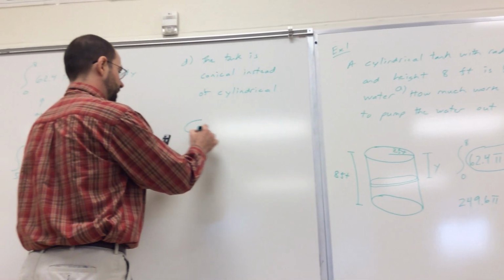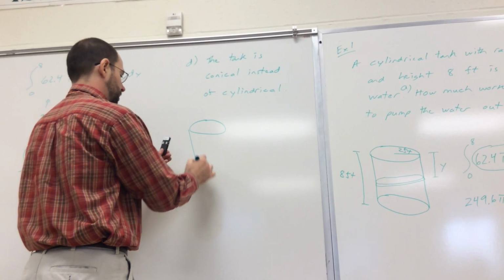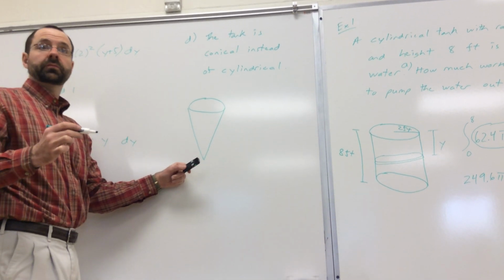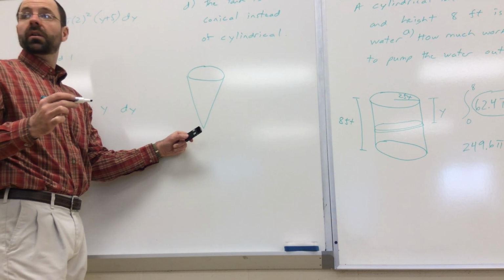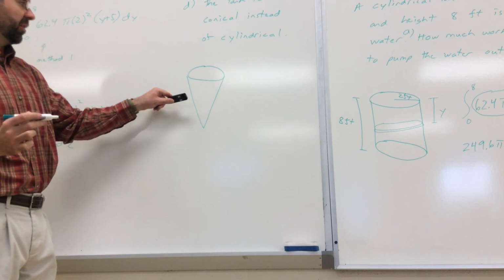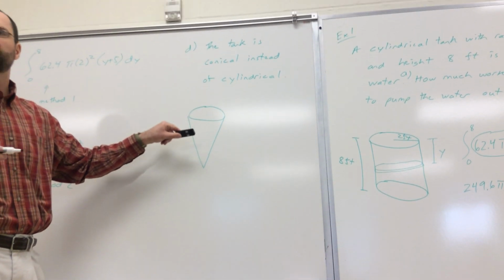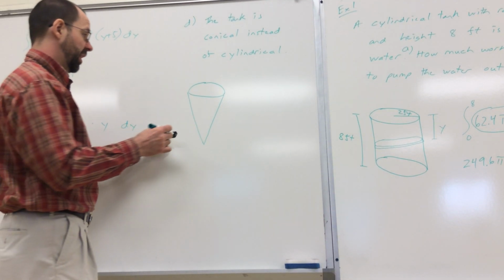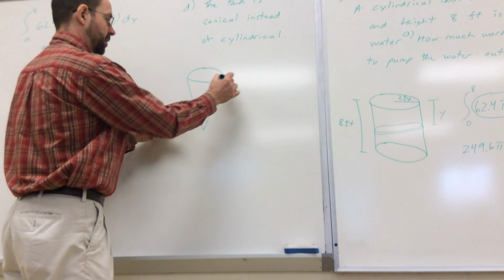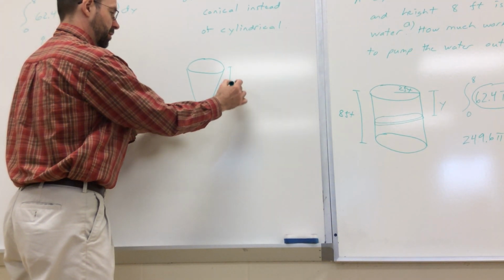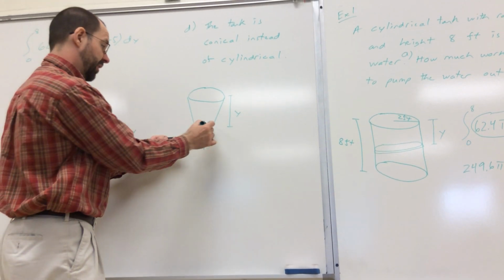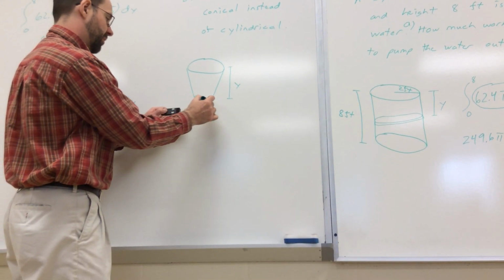Okay, so here's our tank. And we're just going to pump the water to the top of the tank. We're not going to pretend that it's buried or anything on this one. Okay, so now we want to have y represent the distance from the top of the tank down, and we've got a bit of water that's at that depth, right?